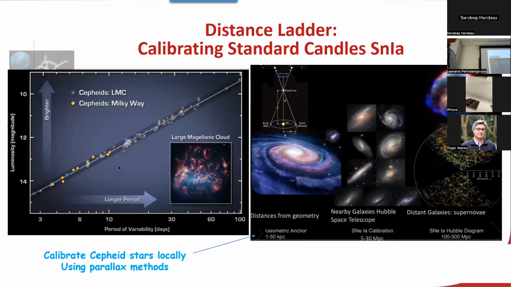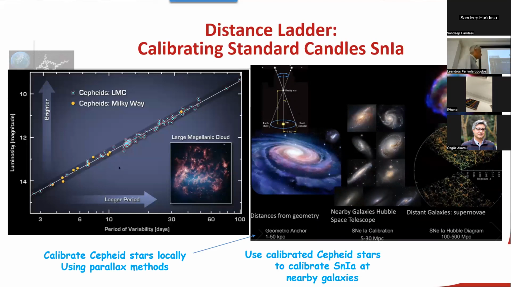We find the luminosities of these supernovae using their absolute luminosity. So we use calibrated stars to calibrate supernovae in nearby galaxies, and then use these calibrated supernovae in distant galaxies to find H0 and H of z. This is the most efficient method we have right now to measure H of z. It's very accurate, very precise actually, and most people think it's also accurate.